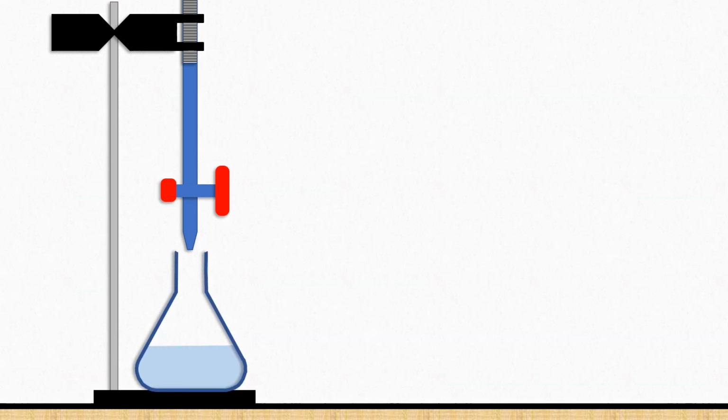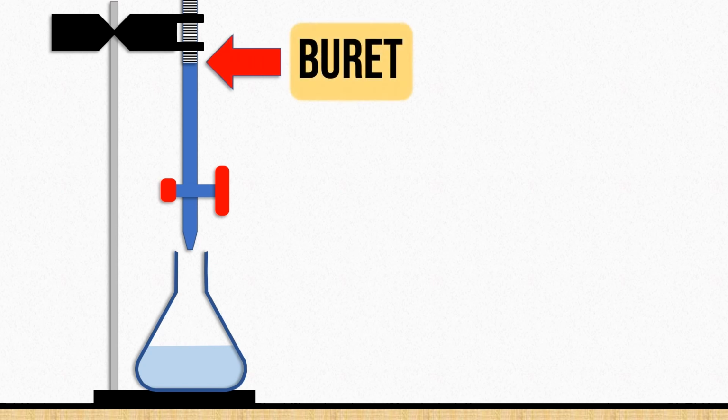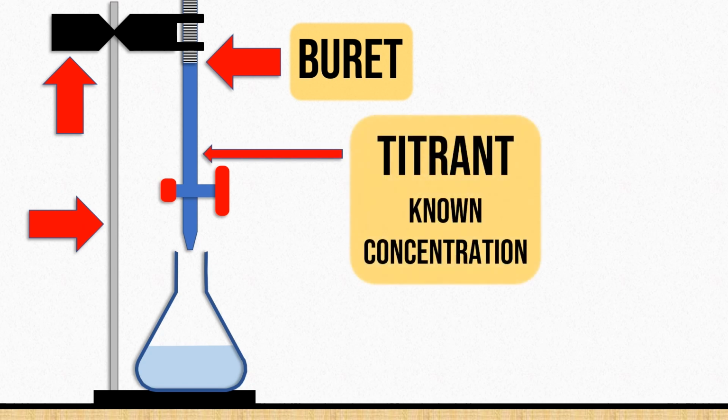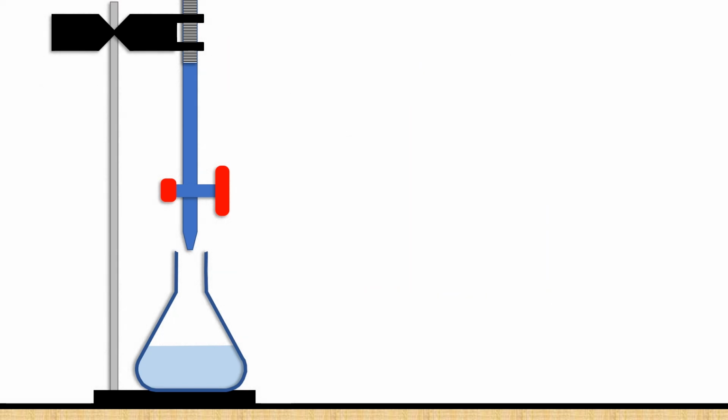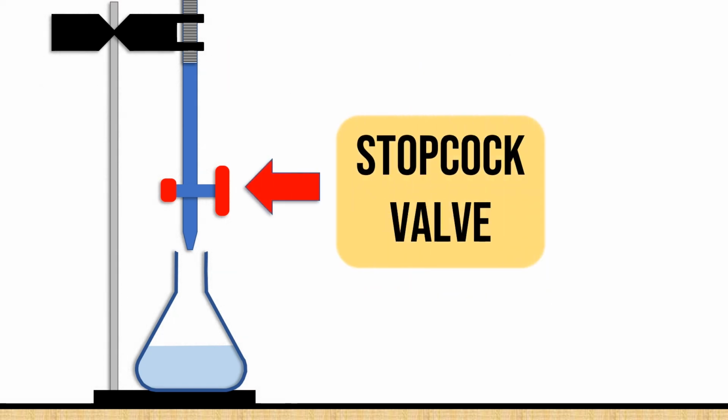The Erlenmeyer flask is placed under a burette, which is held in place by a burette clamp and on a support stand. The solution in the burette is called the titrant and is of known concentration. The burette has graduations to measure the amount of titrant that has been dispensed. The titrant is introduced to the Erlenmeyer flask by opening the valve or stopcock.